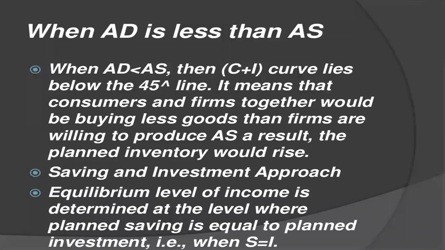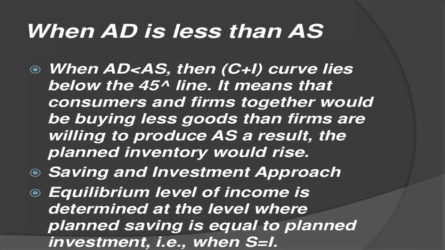Now, what about when AD is less than AS? It means that when AD is less than AS, then the A plus I curve lies below the 45-degree line. It means that the consumers and the firms together would be buying fewer goods than the firms are willing to produce. As a result, planned inventory would rise.